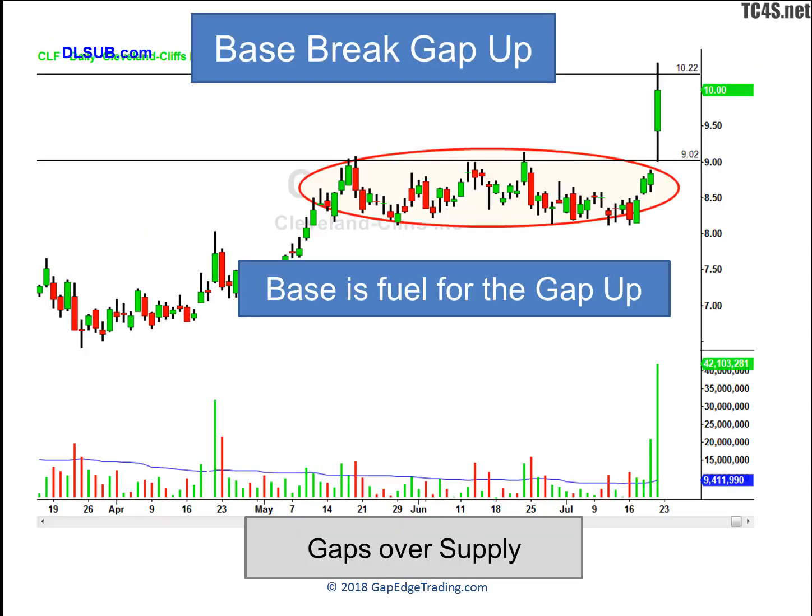Now we have a base break gap up also here. The base is fuel for the gap up. It gaps up over the area from $9 and moves all the way into 10 plus in the trading day. This creates a huge opportunity for you in this low price stock to make potentially over $1 on the trade. The base is the fuel for the gap up. So it was normally a sell zone or a consolidation zone. Now it has become a demand zone for higher prices.